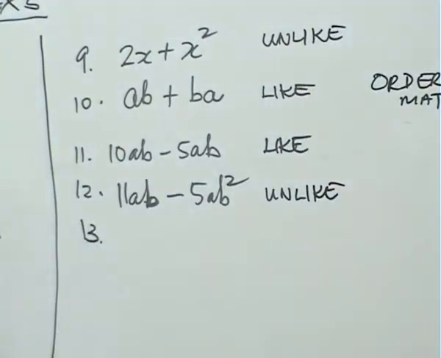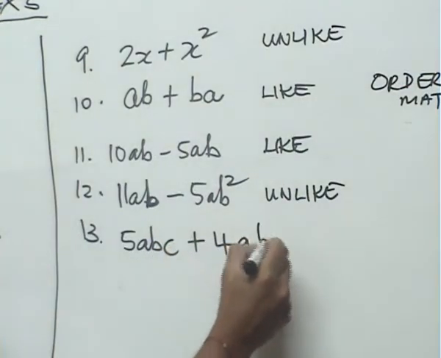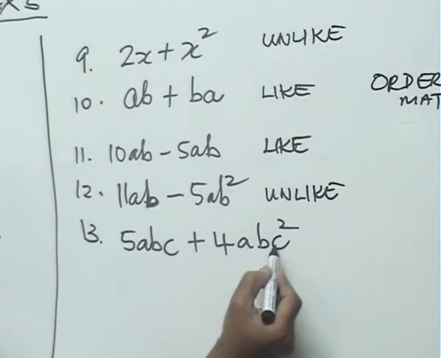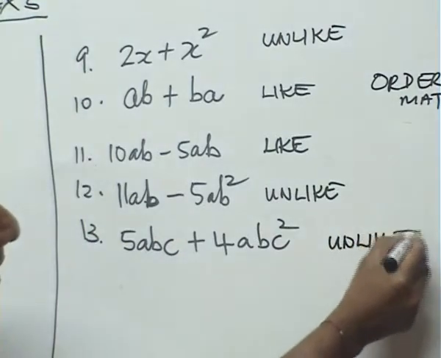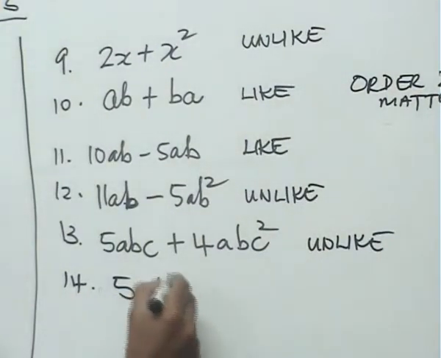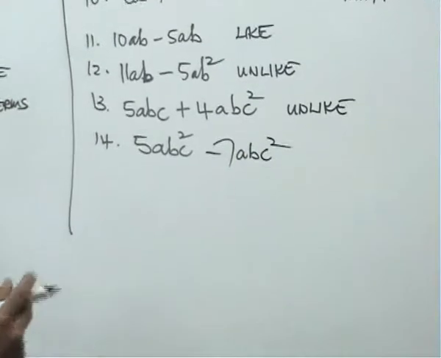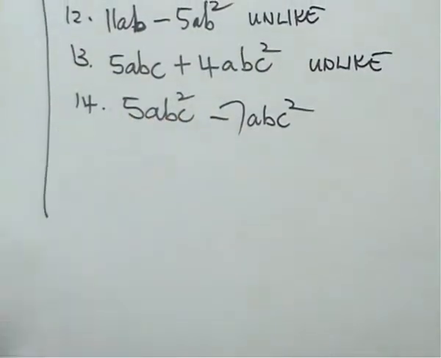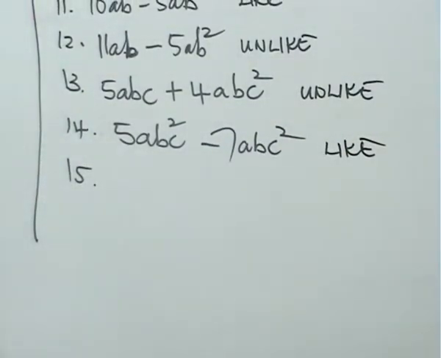Number 13. 5ABC plus 4ABC squared. Now, if you study this example carefully, you got ABC, and here you got ABC squared. So the powers are not the same. Therefore, the answer is unlike. Number 14. 5ABC squared minus 7ABC squared. Now, clearly, there's ABC squared. A, B, C squared. Now the powers are exactly the same. So these are like.